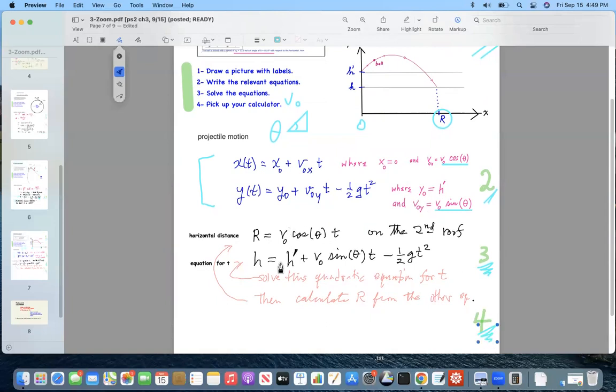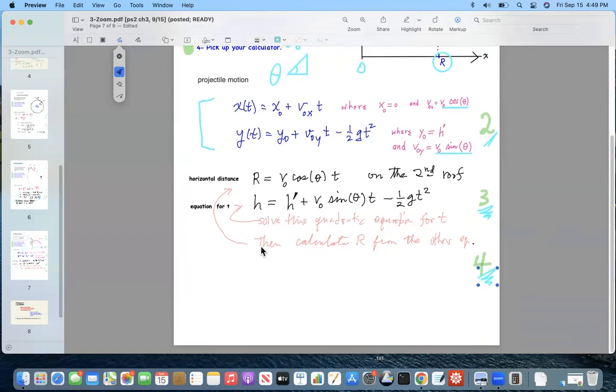Not quite done with algebra, because you've got to write down the quadratic formula for t. So you write down the quadratic formula for t, then you pick up your calculator to calculate the numerical value of t. Then you use your calculator again to calculate the numerical value of r.